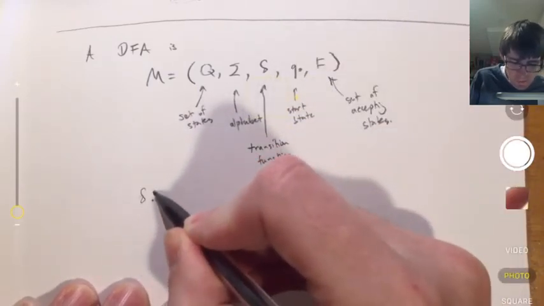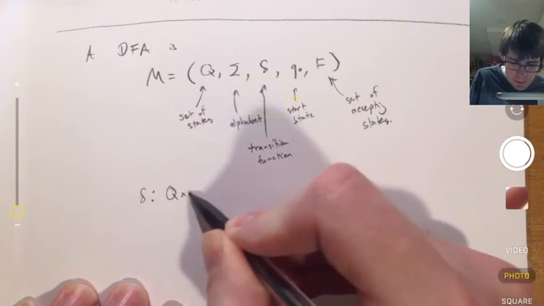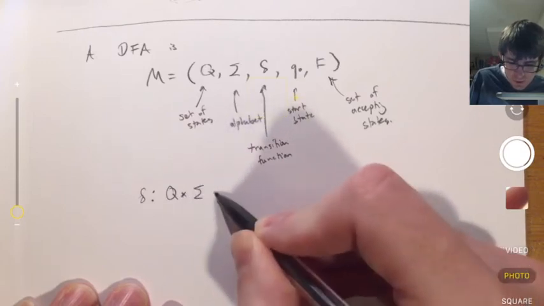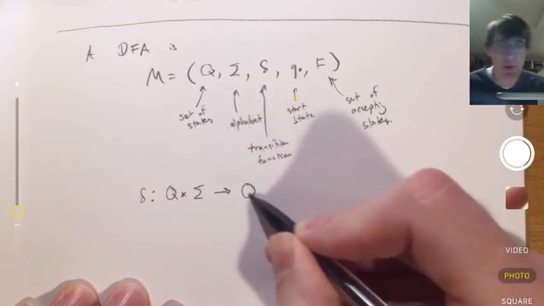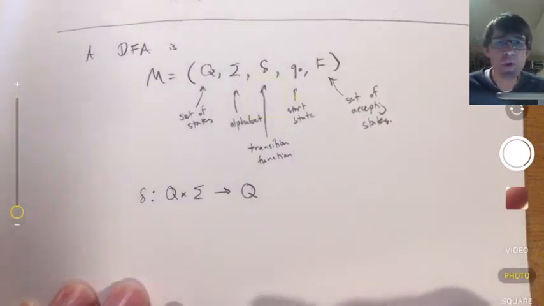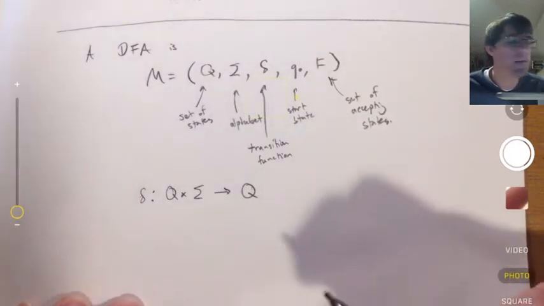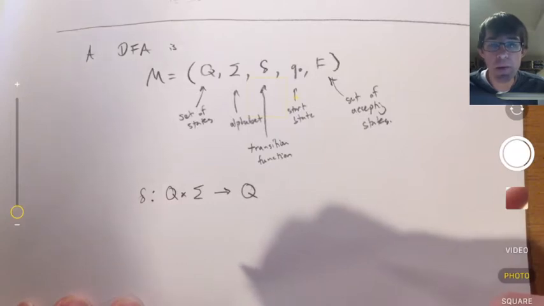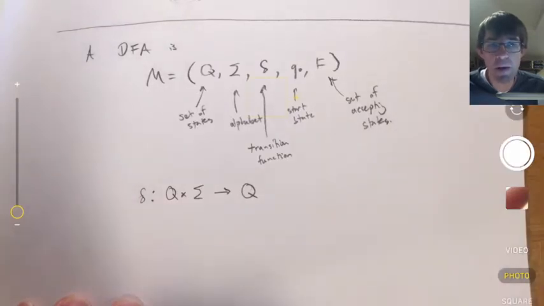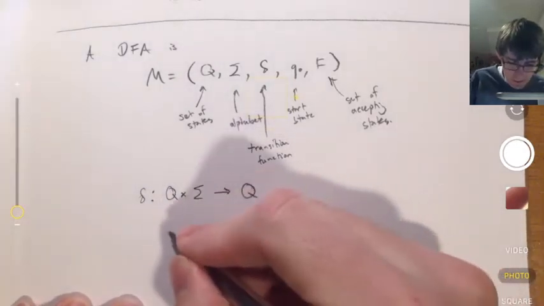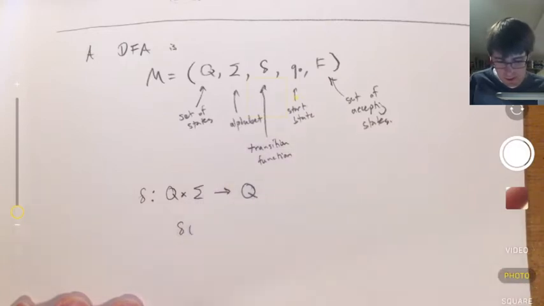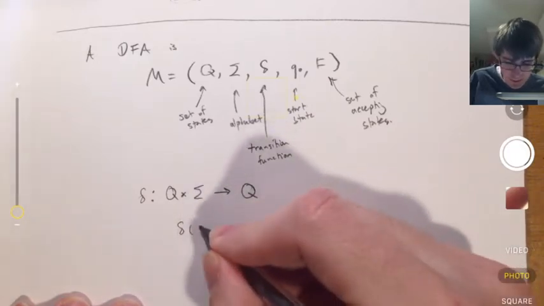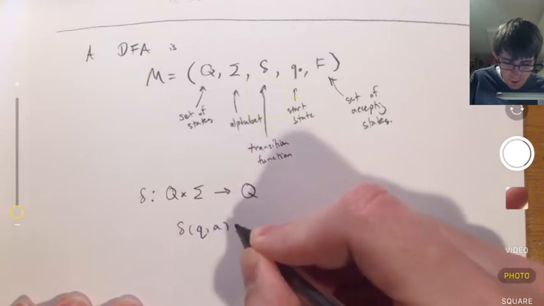The delta is a function, and its domain is Q cross sigma, and its codomain is Q again. What that means is the stuff you plug into delta looks like a pair, where you have one state followed by an alphabet letter, and then the answer that you get is a state. And so a typical application of delta would look something like delta of Q comma A equals R.